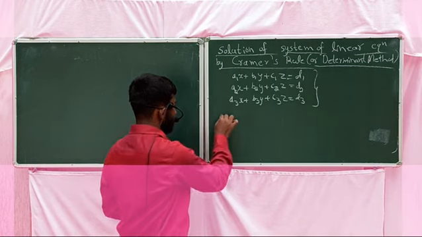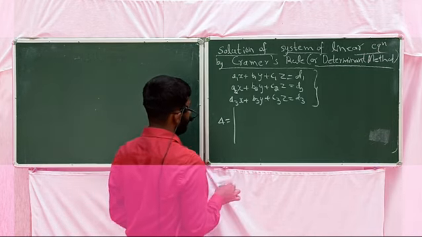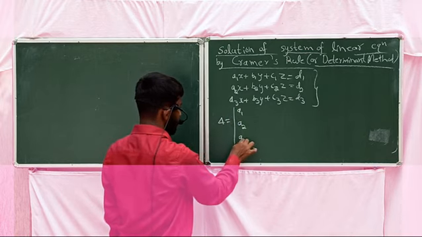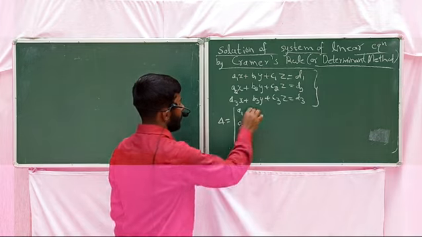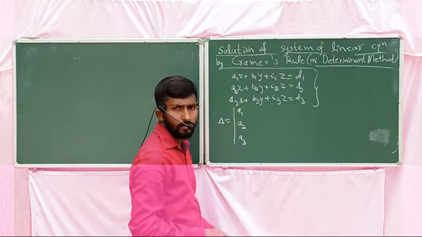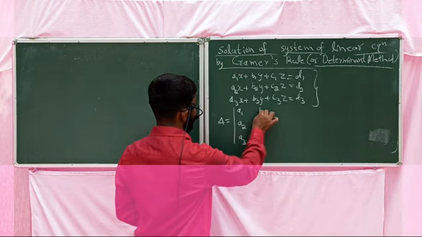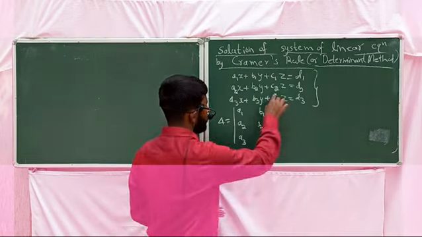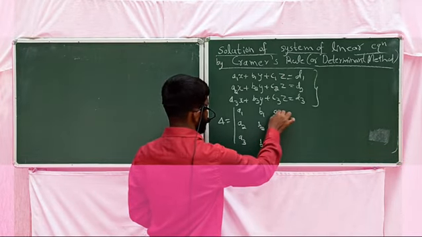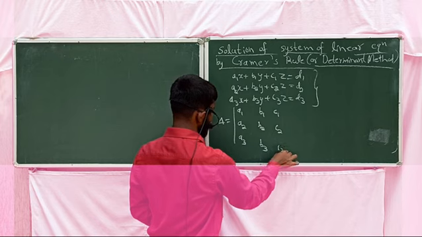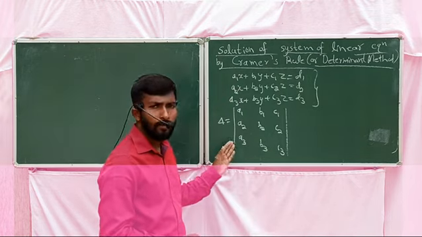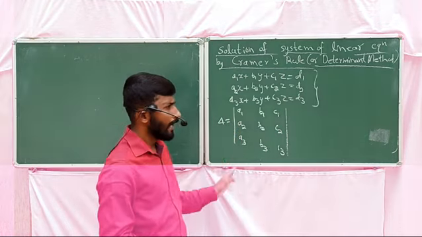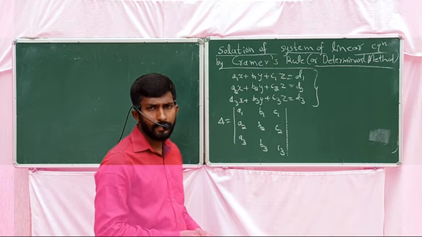First procedure is to write the delta value. Delta is equal to: first column a1, a2, a3, the coefficients of x. Second column, the coefficients of y, b1, b2, b3. Third column, the coefficients of z, that is c1, c2 and c3. It's a determinant of order 3. Now how to calculate the determinant? Alternate plus, minus, plus, then cancel the corresponding row and column, and you will get a determinant.